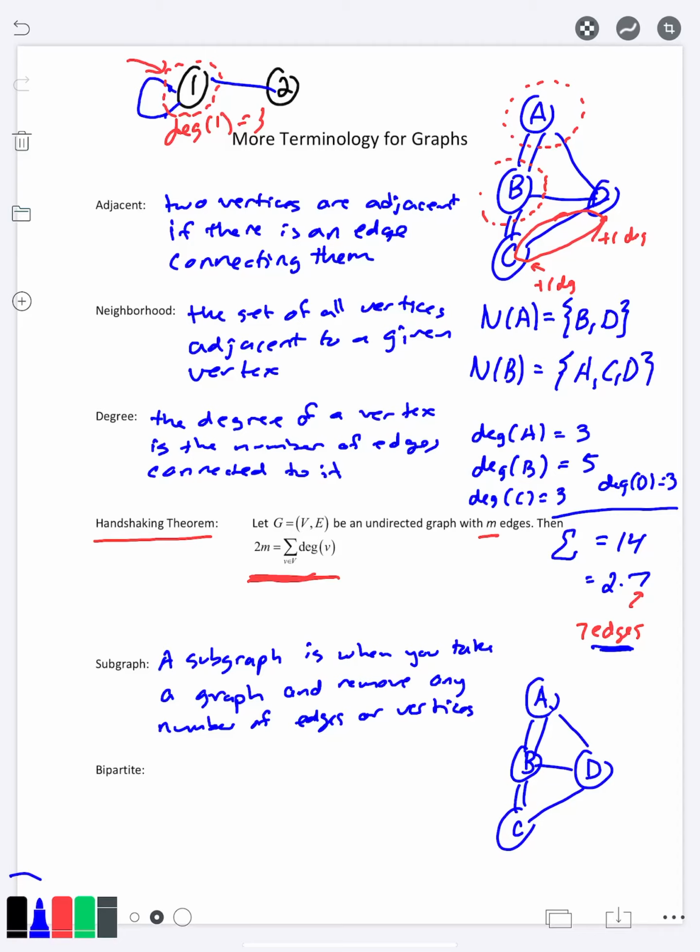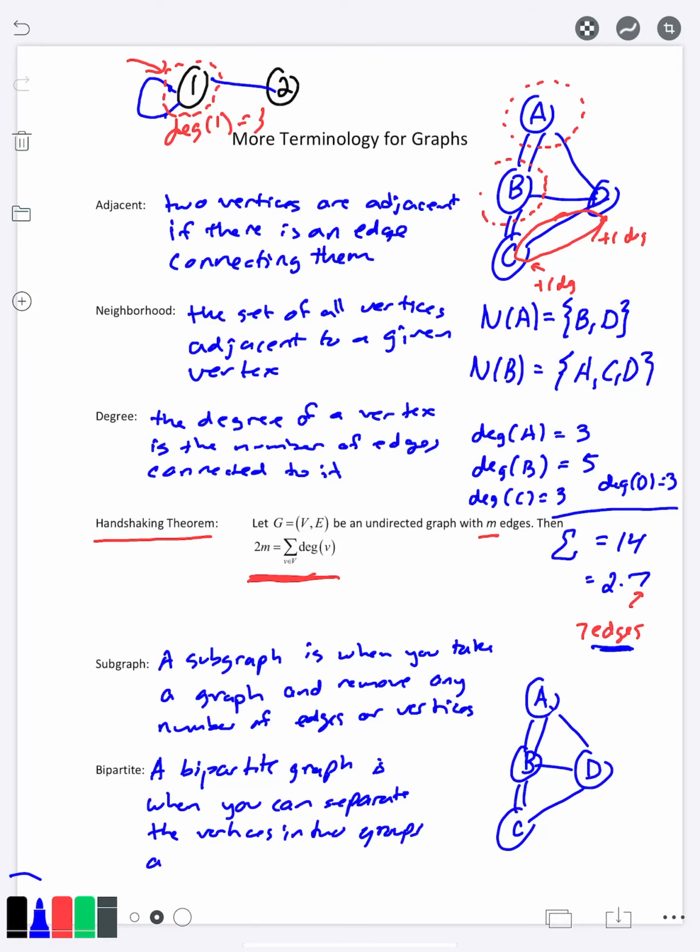And then the last one here is called bipartite. And this one's a little tricky. So a bipartite graph is when you can separate the vertices in two groups and there are no connections inside either group.